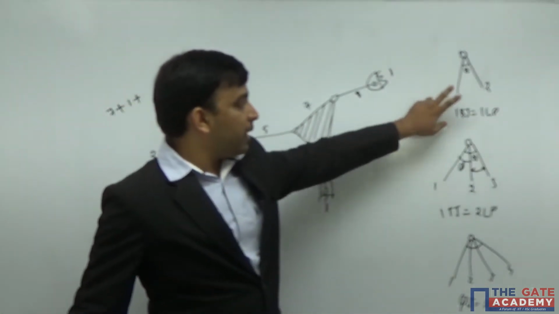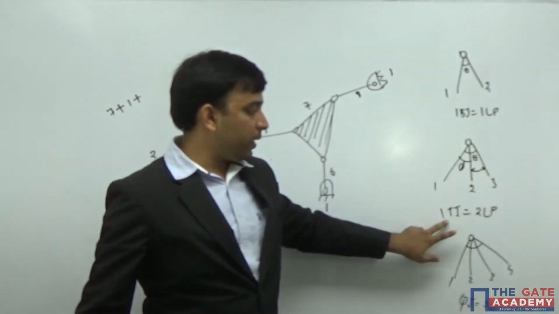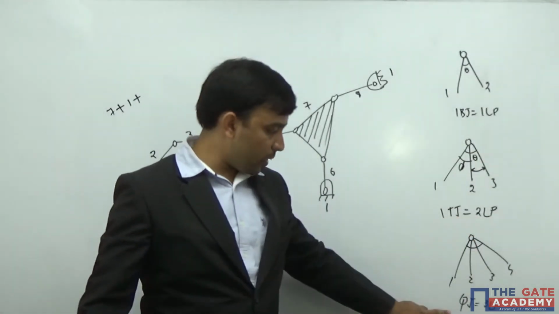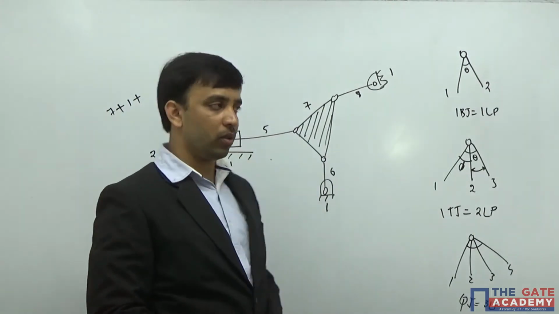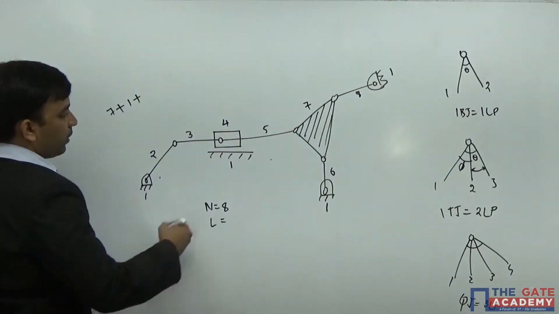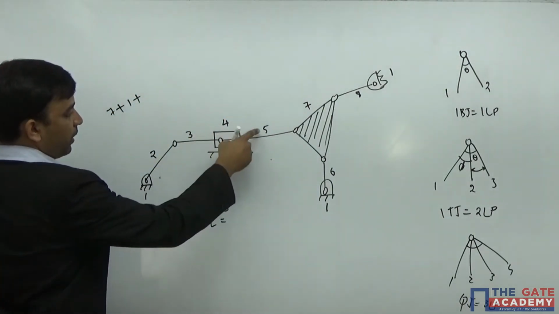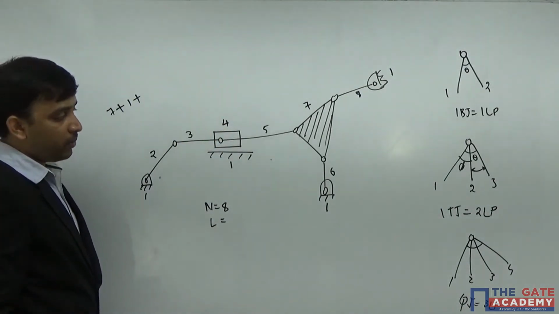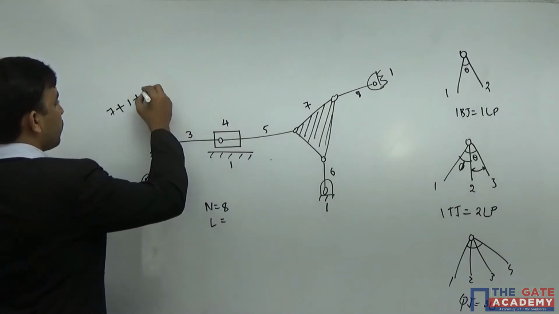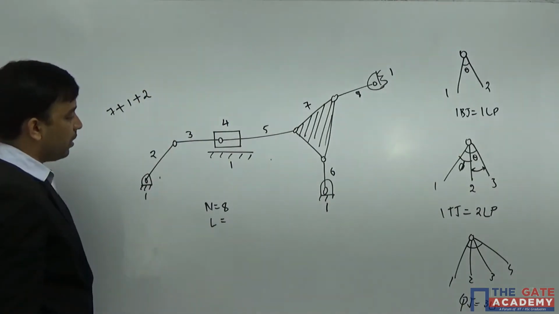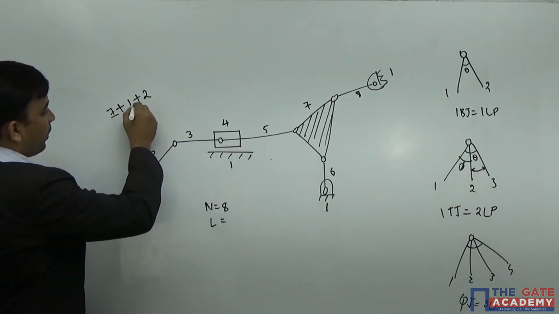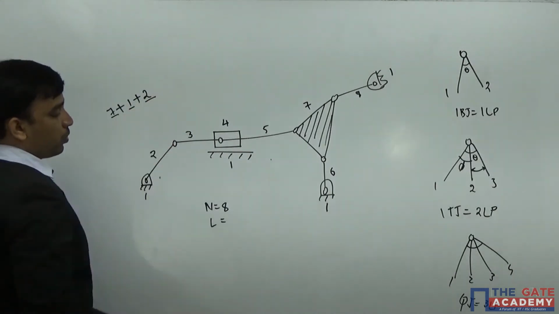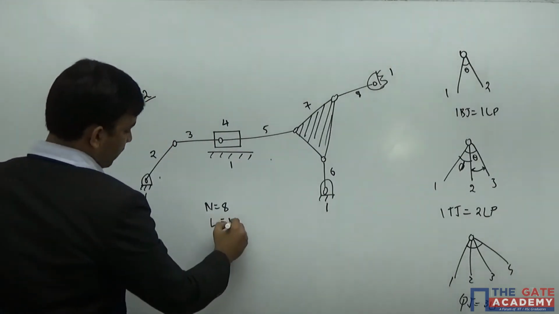So therefore I can say one binary joint is equal to one lower pair, one ternary joint is equivalent to 2 lower pairs, and one quaternary joint is equivalent to 3 lower pairs. Here, at this point, link number 3, link number 5, and link number 4, 3 links are connected, which is nothing but a ternary joint, and one ternary joint is equivalent to 2 lower pairs. So already I had 7 plus 1, 8, 8 plus 2, 10. Number of lower pairs here are 10.